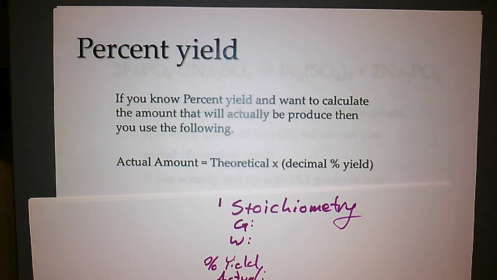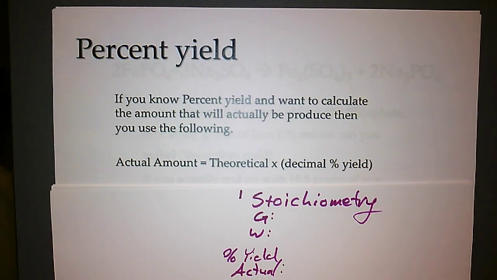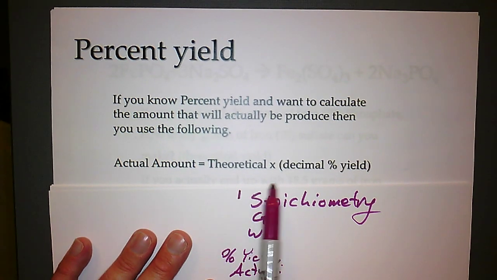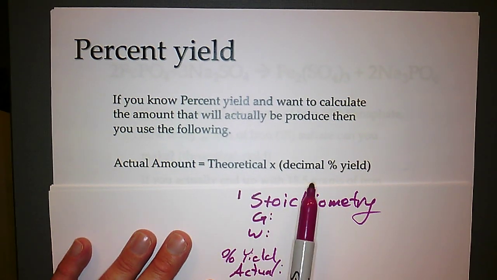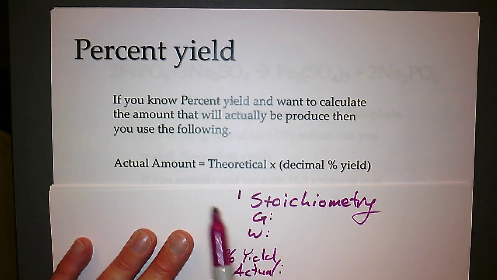Again, that's one of the things that they try to maximize. And they know, hey, in this process, I always get 85% yield, or that's my goal. If you know that, what you can do is take your theoretical amount times the decimal for your percent yield. So basically, you take the percent, divide it back by 100, and then you multiply it by your theoretical, and that'll tell you your actual amount you should get.